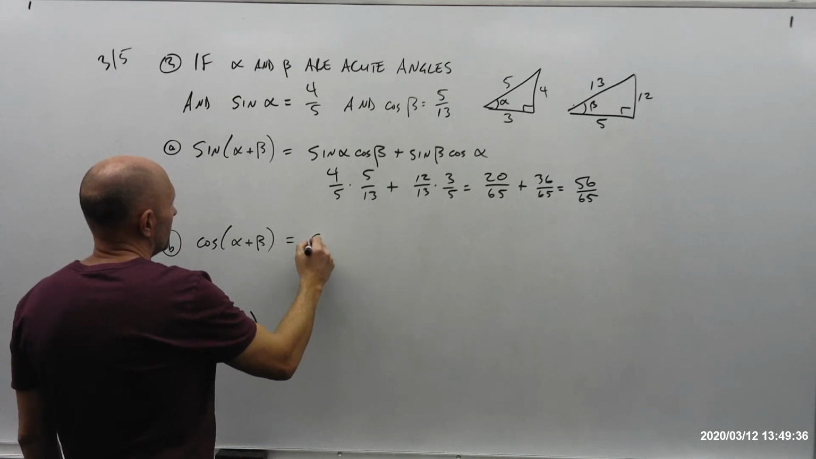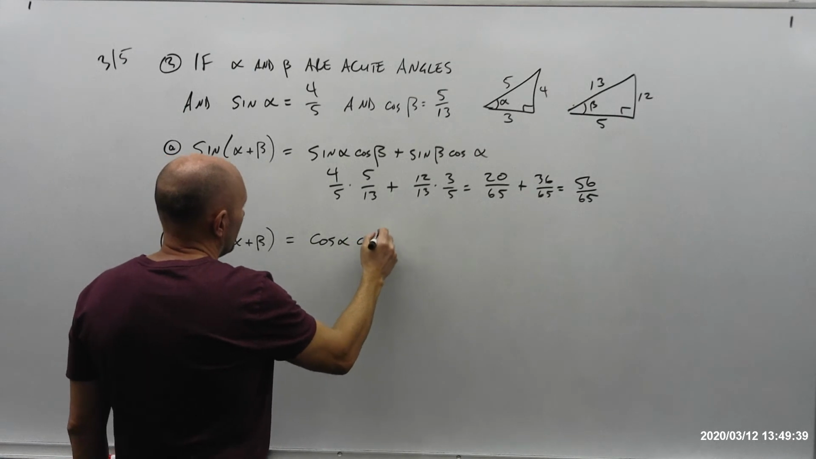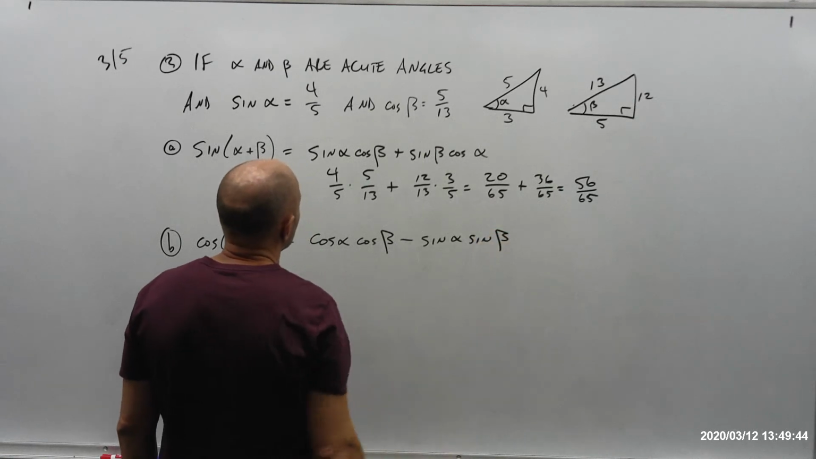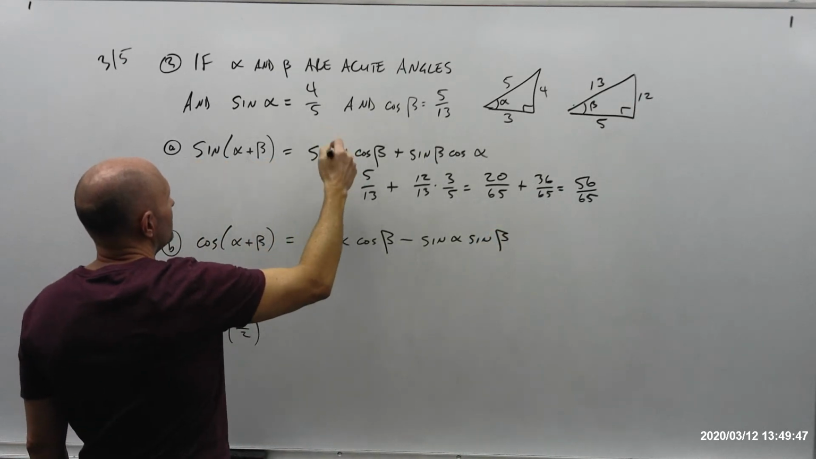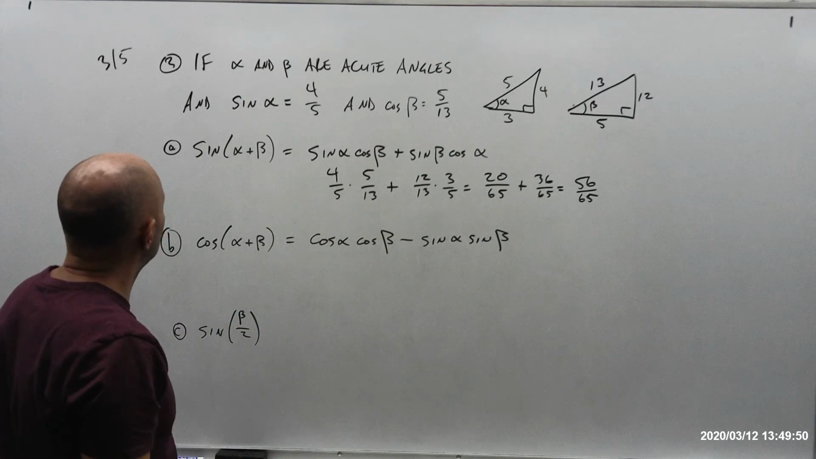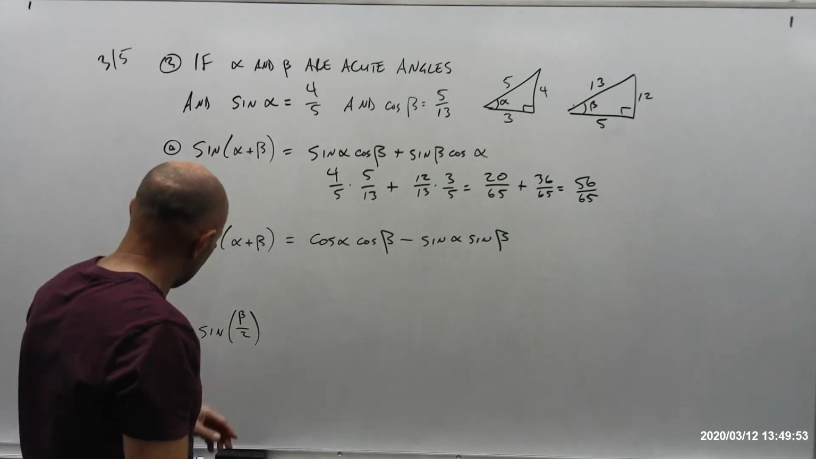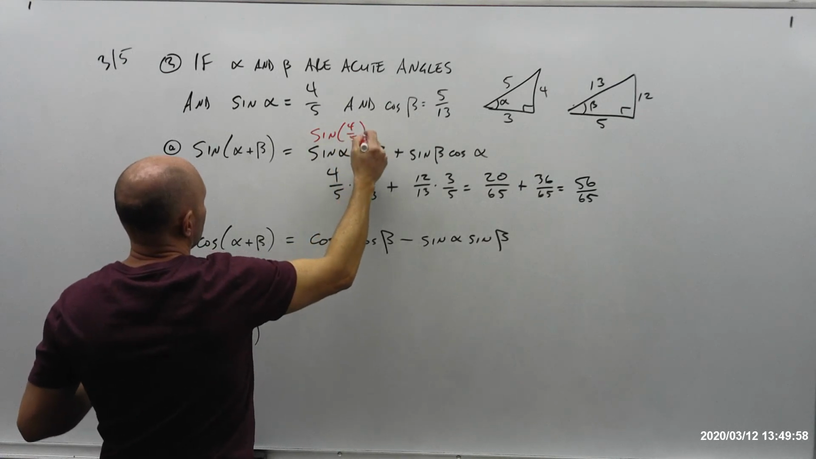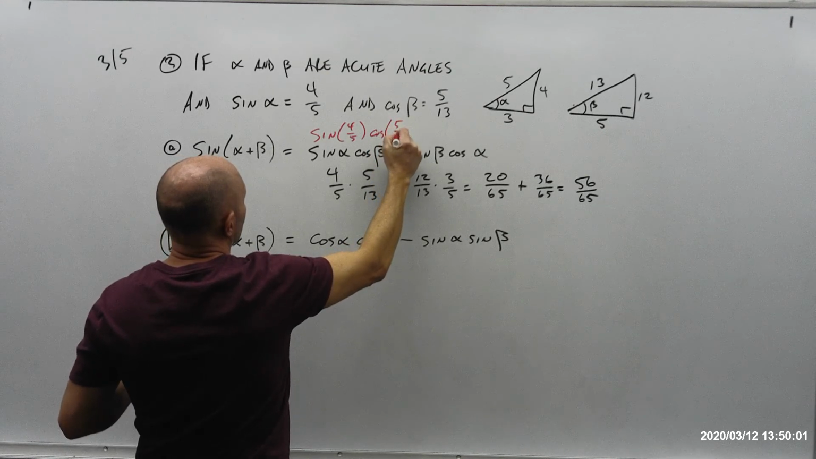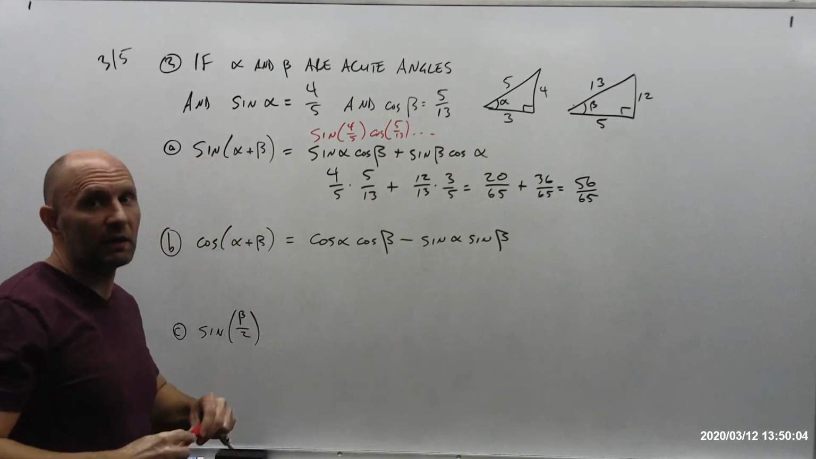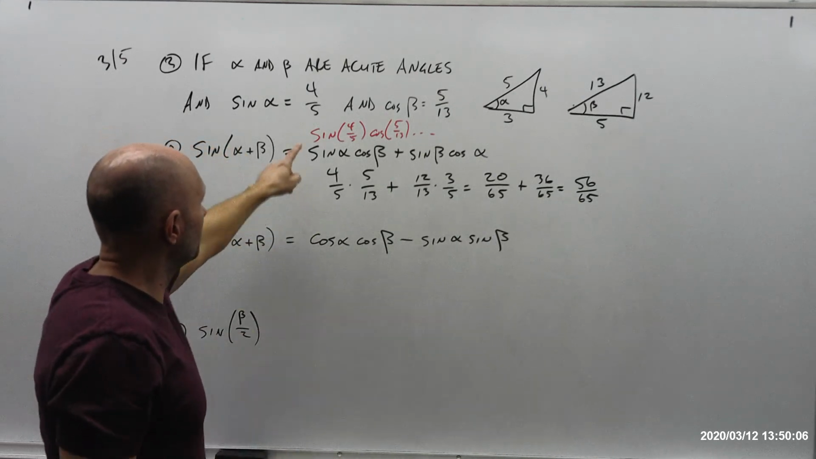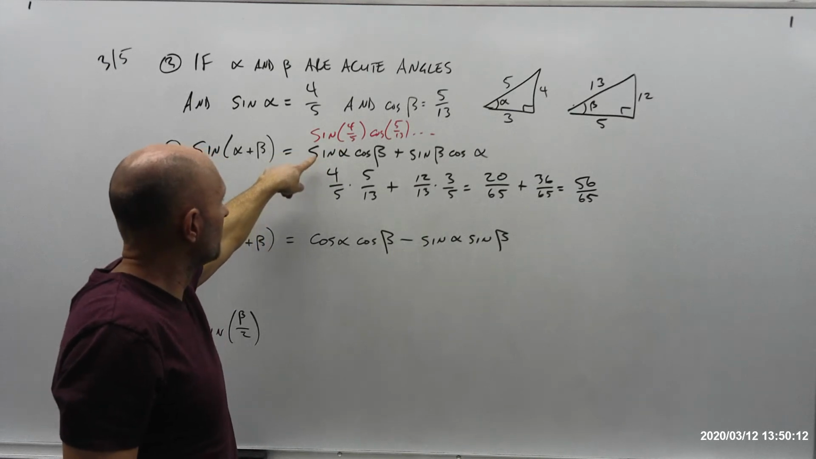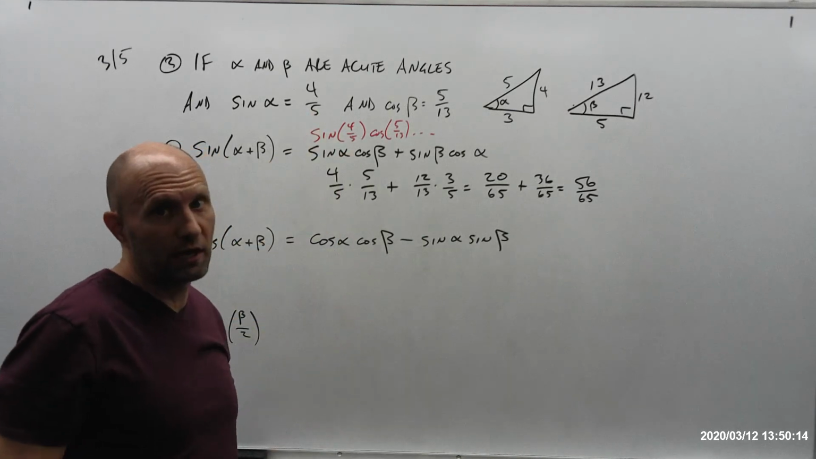Cosine of alpha plus beta is cosine alpha, cosine beta, minus sine of alpha, sine of beta. And in this problem, if you write this out, I told you the one error was distributing the sine, you don't do that. If you also do this, sine of 4/5, cosine of 5/13, etc., I am going to take points off, because sine of 4/5 is not 4/5. Sine of alpha is 4/5.